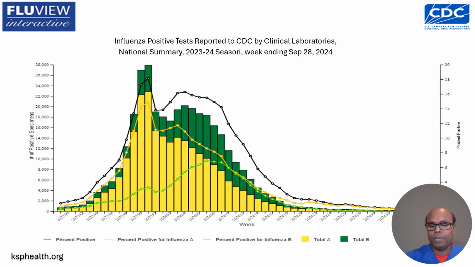Influenza, as we have discussed with RSV, you can see the seasonal trend. It starts around October and peaks in the end of December, then it lasts till the end of March.